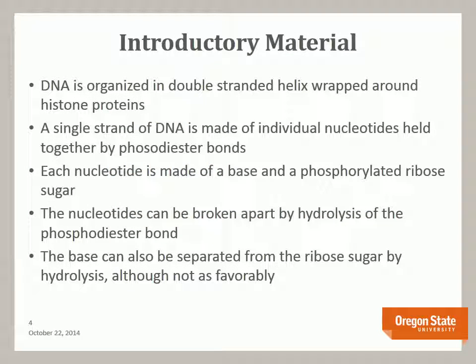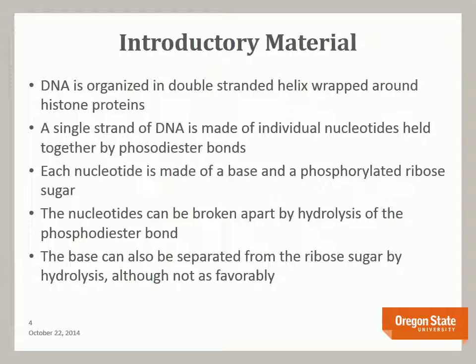The introductory material covers the following. It starts with explaining what DNA is and how it is organized. DNA is a double-stranded helix, which is then wrapped around histones. Each individual strand is made up of nucleotides, which are held together by phosphodiester bonds. These phosphodiester bonds can be broken through hydrolysis, which is one point of the lab.